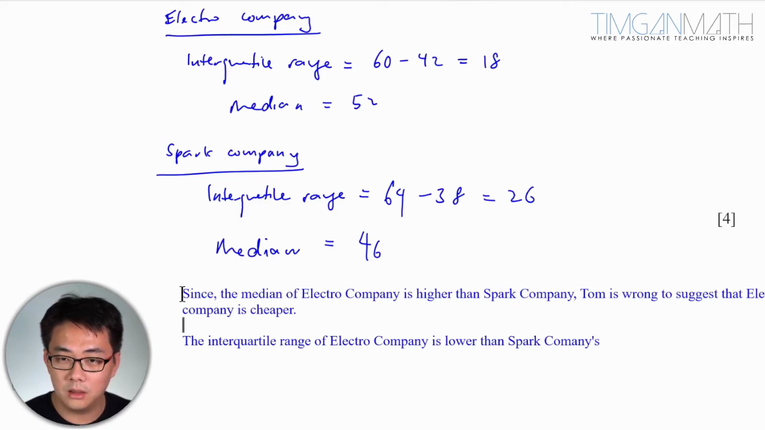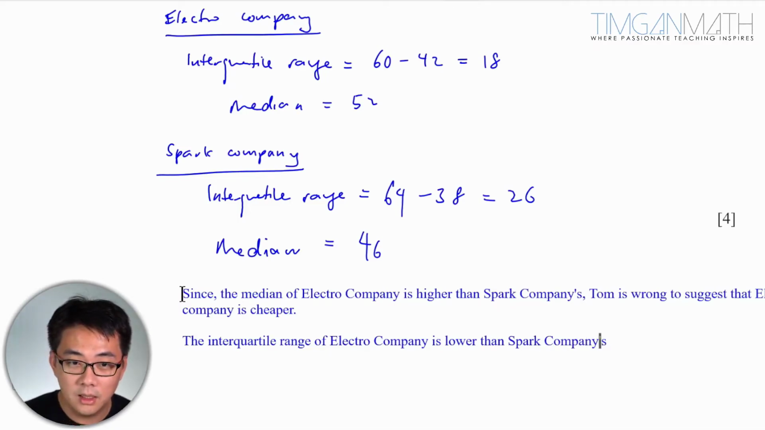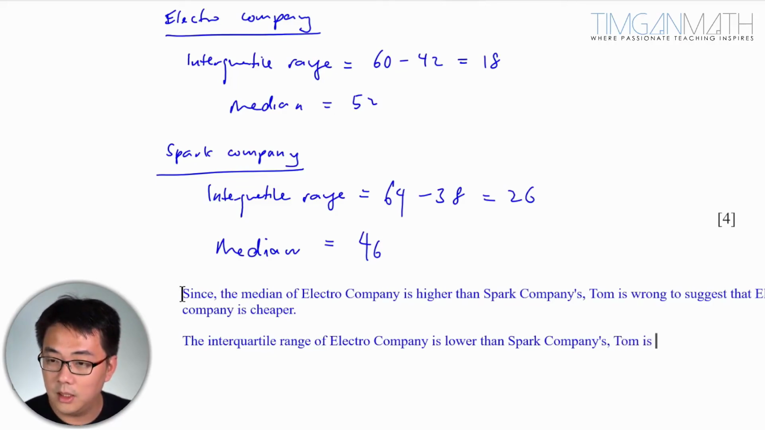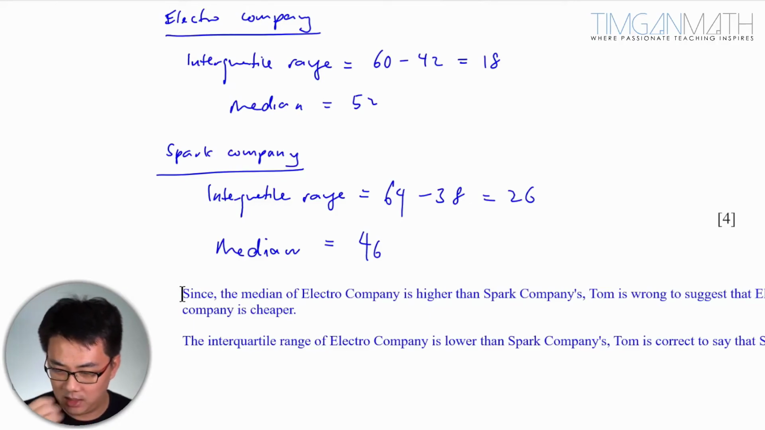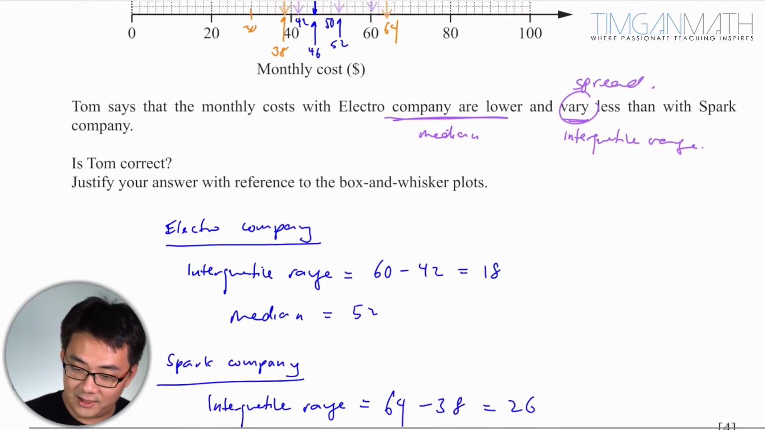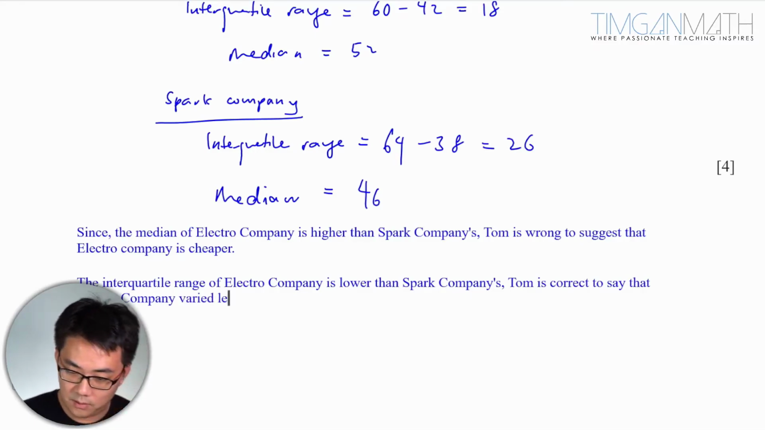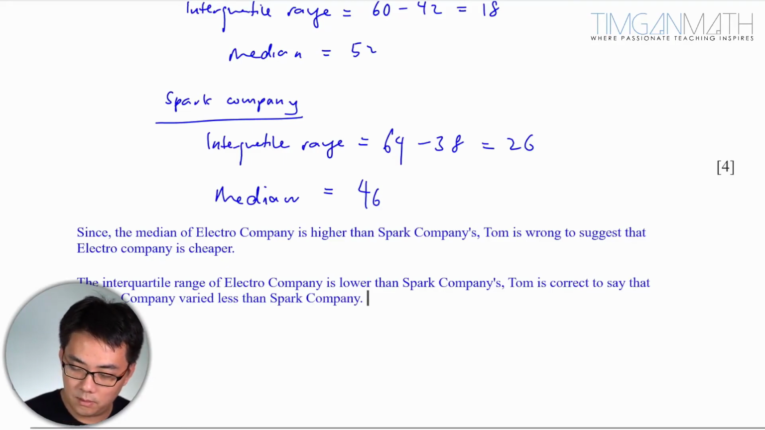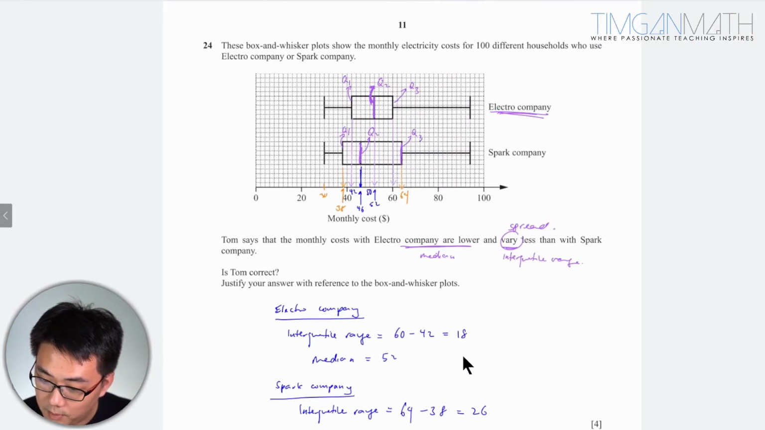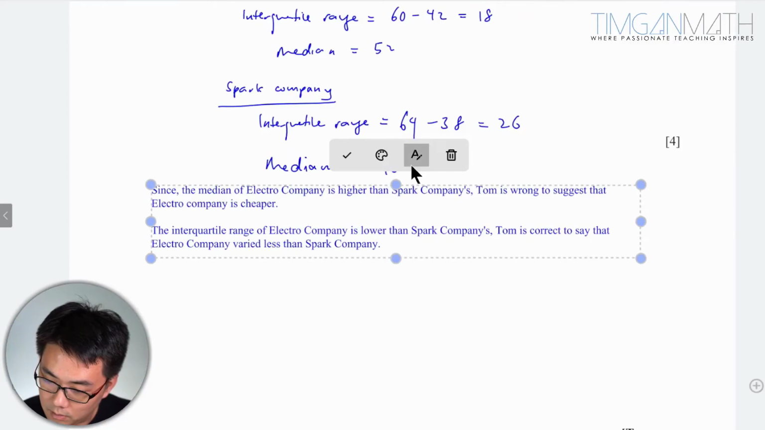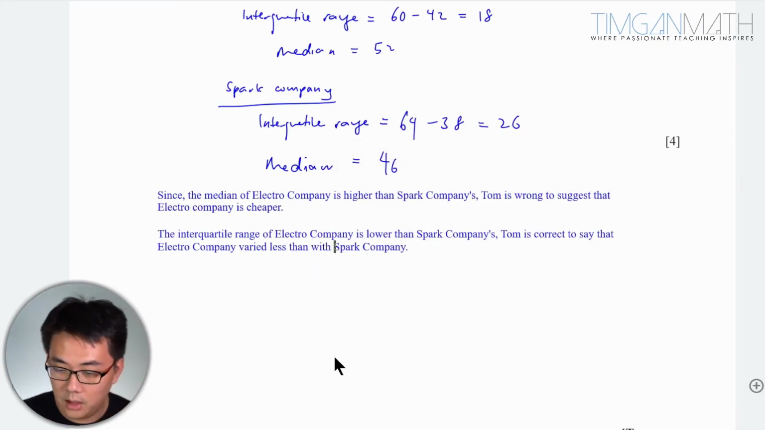And then, companies. Can we just type it out? Companies. Okay, it's lower than Spark companies. Tom is correct to say that Spark. Is it Spark? Very less. Yeah. So say that Electro Company is very less than Spark Company. Yeah. Okay. So this is how you do this question here.